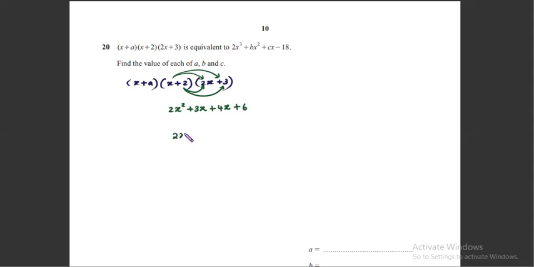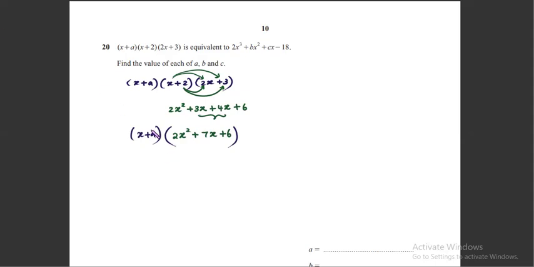So I get 2x squared plus the 3x and 4x makes it 7x plus 6. This is the answer that I get when I multiply the second and the third brackets. I do have the first bracket as well, which is x plus a. Now I'm going to multiply x plus a with the answer that we got here.